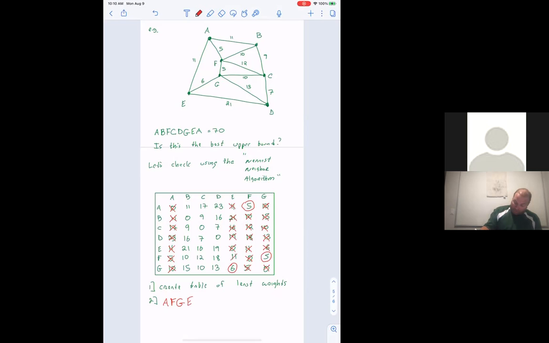Cross out E. And I see that if I look at E, the nearest neighbor is C. Cross out C. And if I look at C, the nearest neighbor is D. Cross out D. And the nearest neighbor is B.